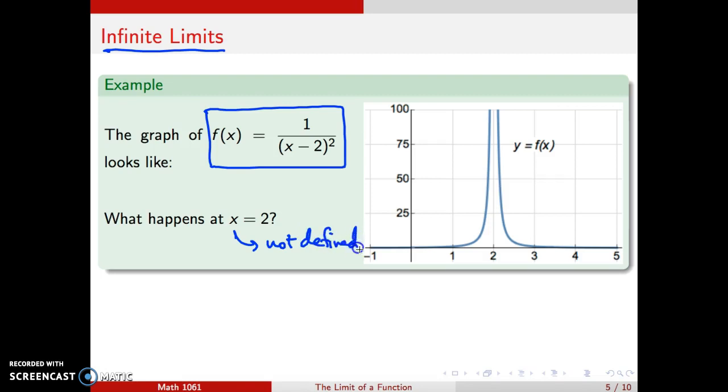That's our first answer. But let's see if we can say a little bit more. At x equals 2 the function is not defined, but as we get closer and closer to x equals 2, the function values blow up. They get bigger and bigger and bigger. You can imagine if you picked something like, from the right, 2.0001, square that, you get 0.0000001, something like that, and take 1 divided by that, it's a huge number.